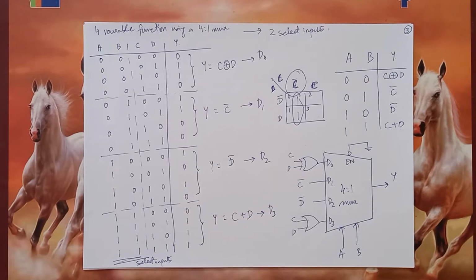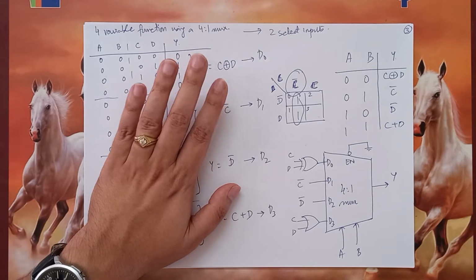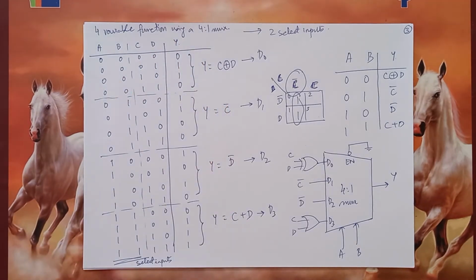Now, let us rephrase the question. Let us say that I have a 4 variable function, but I don't have a 16:1 mux. So far, the problem is the same as before. I have a 4 variable logic function and I do not have a 16:1 mux. But I want to implement this using an 8:1 mux. However, there is no constraint on the number of 8:1 muxes that I can use. That means I am free to use more than one 8:1 mux. So in that case, how would we do it? Let's formulate it.